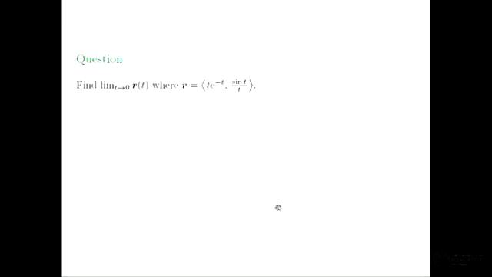Find the limit as t goes to 0 of R(t), where R is the vector component function t e to the minus t and sine t over t. Okay, so what do we do here? We're going to take the limits individually of both of the components. So what's the limit as t goes to 0 of t times 1 over e to the t?